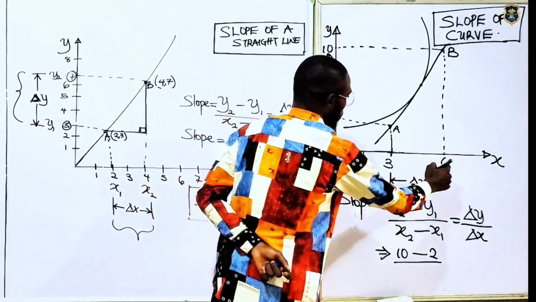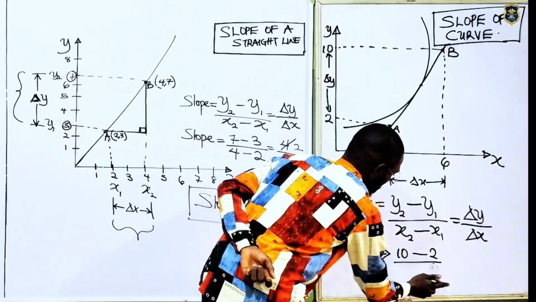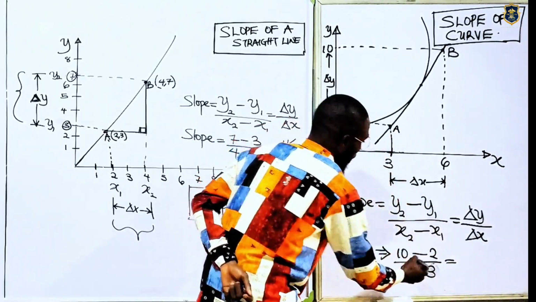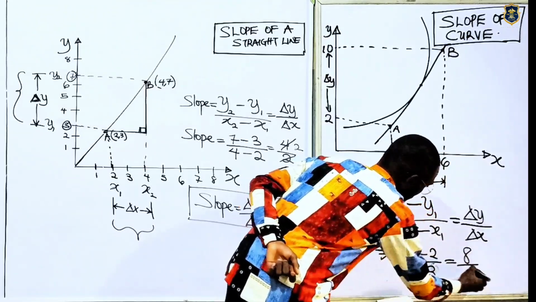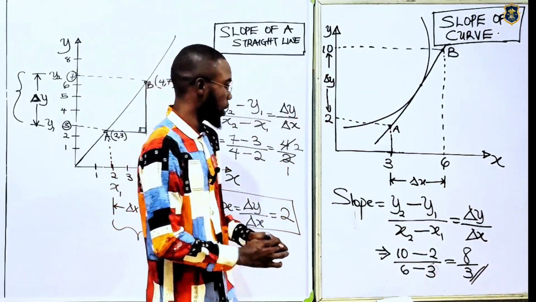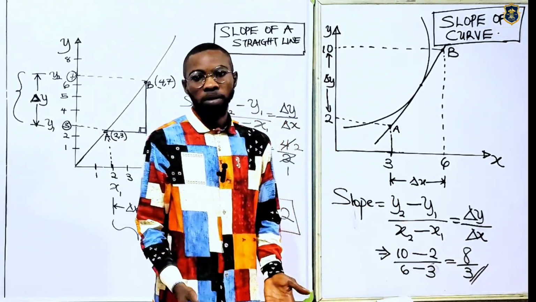over, for this one, x2, which is what? 6 minus 3. And so our slope is what? 8 over 3. You see, because we can't divide further, our slope is giving us a fraction. Now, if you do this, it will be 2 point something. Are you getting it now?